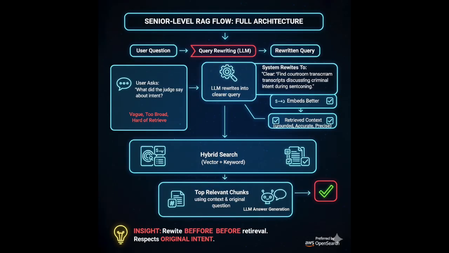Let's look at the full senior level flow. The user asks a question. An LLM rewrites it into a clearer, more searchable query. That rewritten query is embedded. Hybrid search runs, vector plus keyword. Top relevant chunks are retrieved. The original question and retrieved context are sent to the model. The model answers grounded, accurate, and precise.